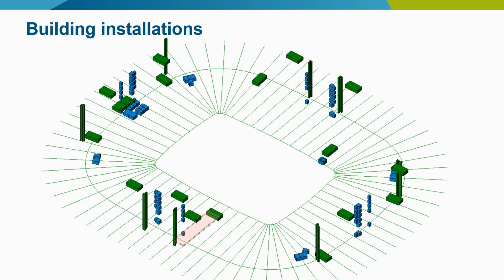Another aspect is that we looked into building installations. Here you see the air ventilation systems. They are positioned on the grid, and also here there's a parametric design applied to position them and also change them if they respond to the changes in the coordination model.